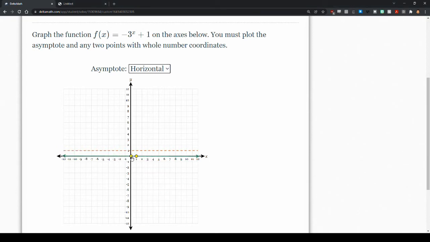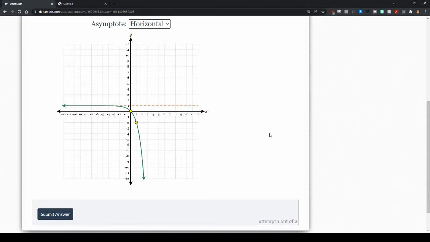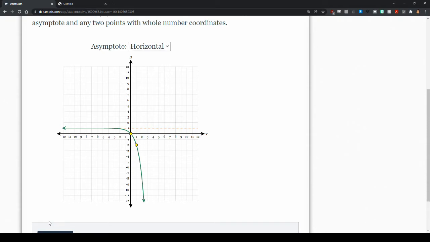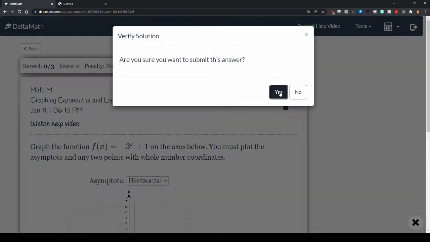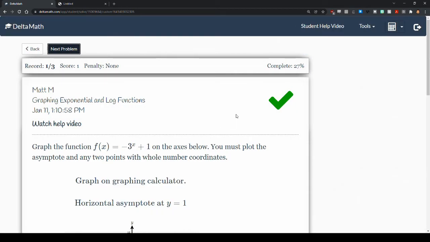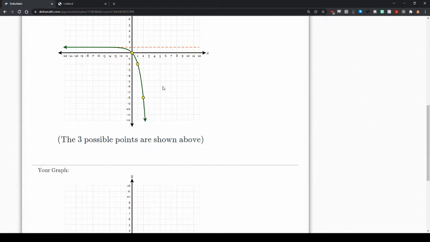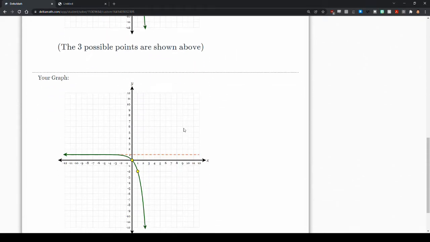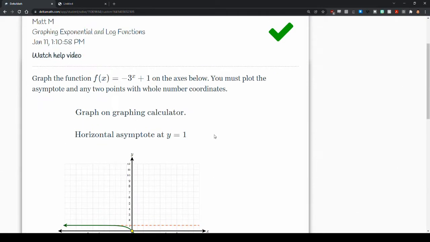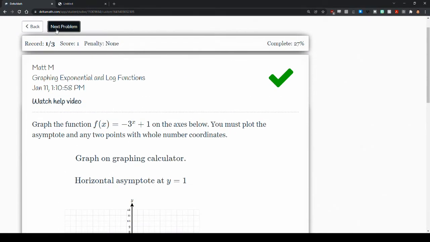So 0, 0, 1, -2. And if we go down to 2, there's 2, -8. All right, let's see if we did this right. There we go. Let's see if it gives us an explanation here. It gives us some possible points, and it used the same points that we did. Cool. One more.